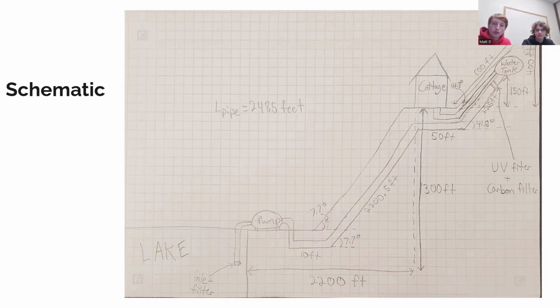And then there are also filters that will be placed inside the cottage itself for drinking water. And then you can see that the pump is outside of the water, sucking water in to the pump itself. And then the piping runs 2,485 feet from the pump up to the water tank, back down to the cottage.